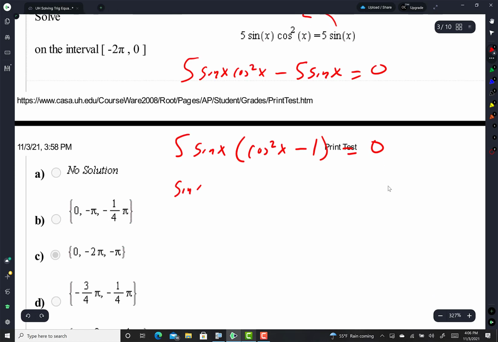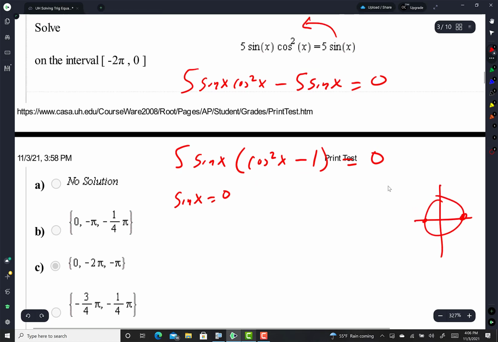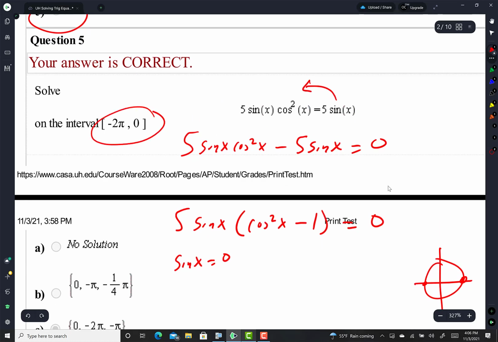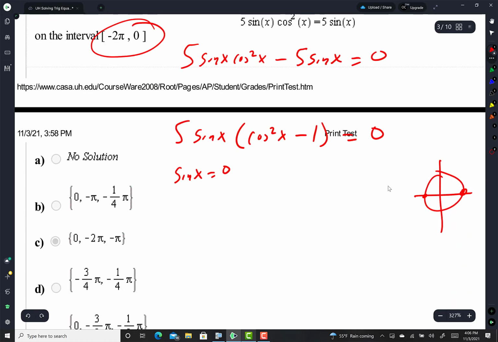So where does sine x equal 0? Well, in the unit circle, sine x is 0 at 0, pi, and 2 pi. Let me look at my domain: negative 2 pi to 0. So negative 2 pi is right here, guys, and we've got to work our way counterclockwise: negative 2 pi, negative pi, and 0. So on this one, it's going to be negative 2 pi, negative pi, and 0.